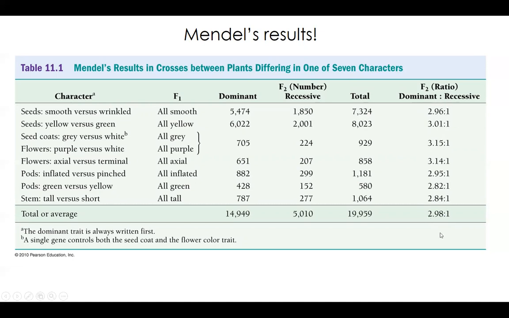So 3-to-1 ratio, this is about where we're sitting. Okay, and again, this is the phenotypic ratio that we're looking at. So you have to remember that Mendel couldn't get in there and actually sequence these genes. So he's looking at the phenotypic ratios here.